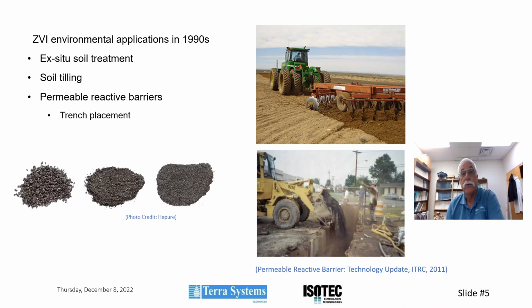The first applications of ZVI occurred in the 1990s with ex situ soil treatment, soil tilling, and permeable reactive barriers, or PRBs, typically through trench placement as shown in the figure on the bottom. A variety of different types of iron can be used, from coarse materials to finer materials. These are some iron products that are available from Hepburn Technologies.